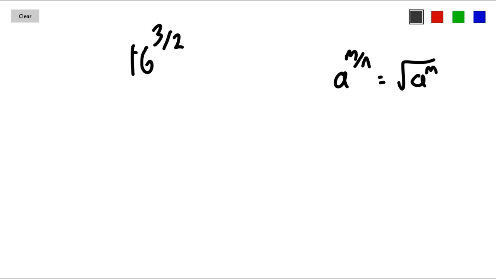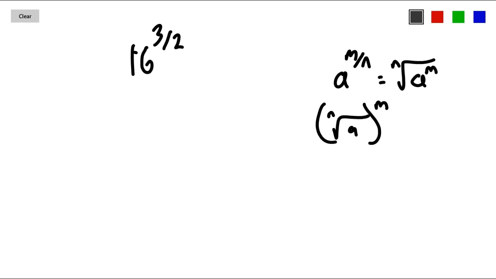So let's say we have the number 16 raised to the 3/2 power. There's a few ways that you can do this. One way is that if you have fractional exponents, you can rewrite them in terms of roots and powers. So we have the general form over here: if we have a raised to a fractional exponent of m over n, this is the same as writing the nth root of a raised to the mth power, which of course is the same as writing the nth root of a, raised to the mth power, which is one of the rules that we learned previously.